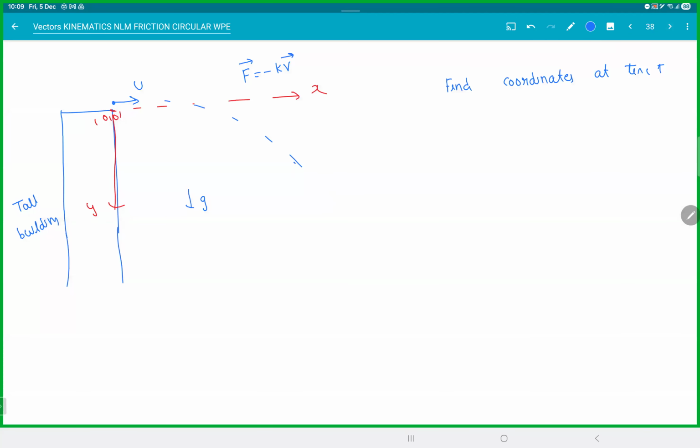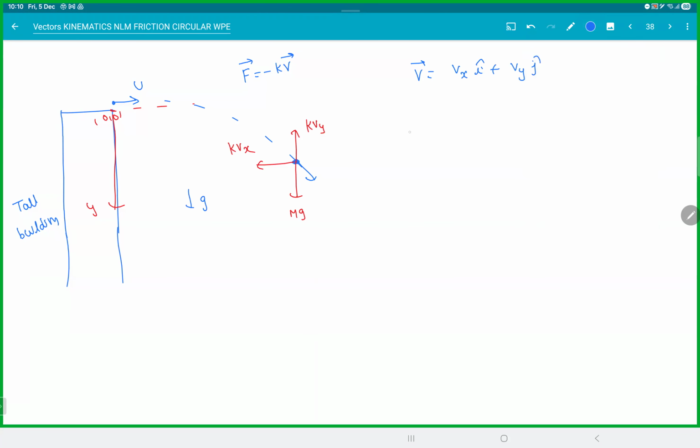So let's say at some point here, this is going with velocity. Let the velocity be Vx i cap and Vy j cap. If you look at the forces here, this will be mg, and the viscous force will be kVy, and this will be kVx. It looks scary, but it is actually pretty decent integration.